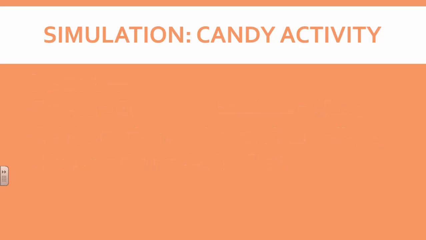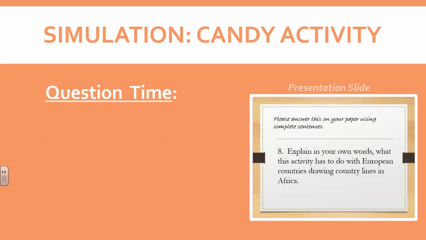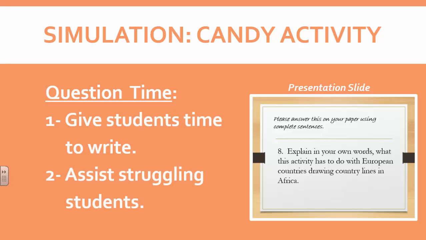After this explanation, have students write about the groups and what they have to do with Africa and Europe. This step is important because it gives students a chance to solidify their learning.